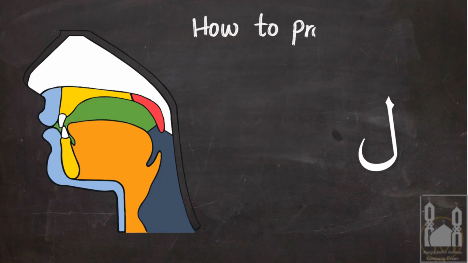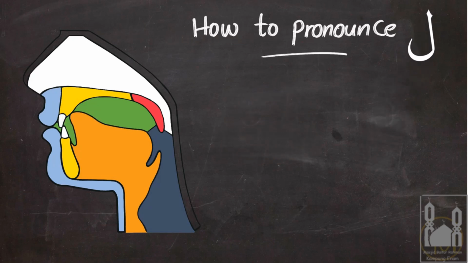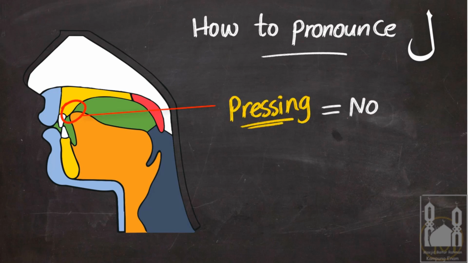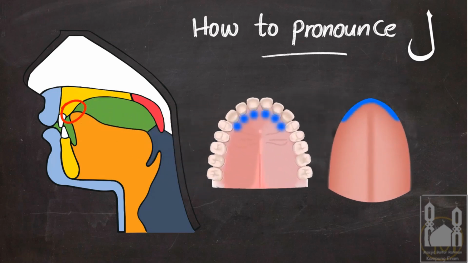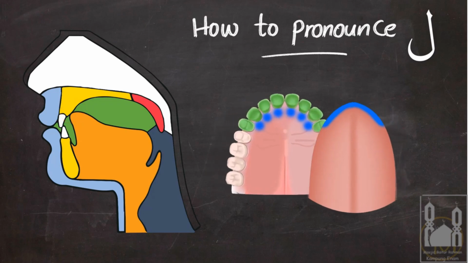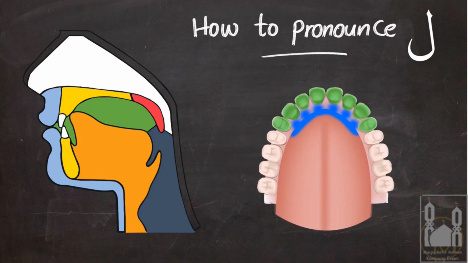So how is the lam pronounced in Arabic? You pronounce lam when the front edge of the tongue is raised and pressing against the alveolar ridge. And when we say pressing, we mean that there is no space or room for air to pass through. And as you can see, this is how much contact between the tongue and the alveolar ridge. The tongue is not spread too wide and not too narrow, specifically in the area behind these 8 teeth. So this is the contact area between the front edge of the tongue and the alveolar ridge.